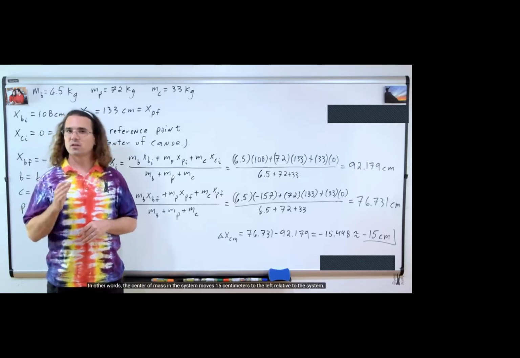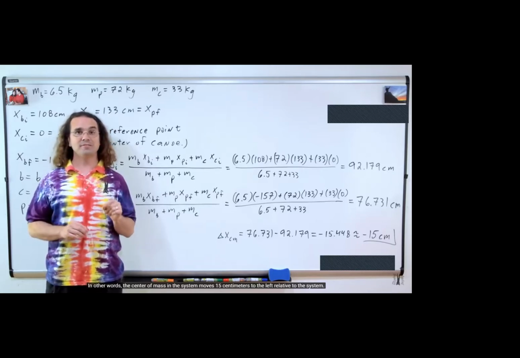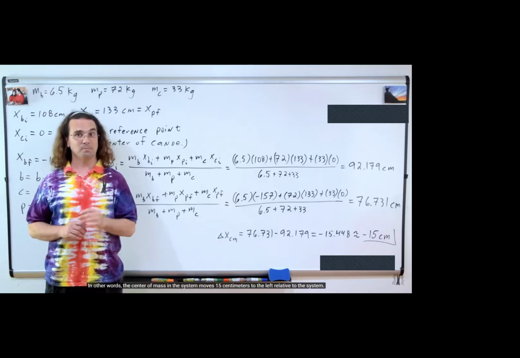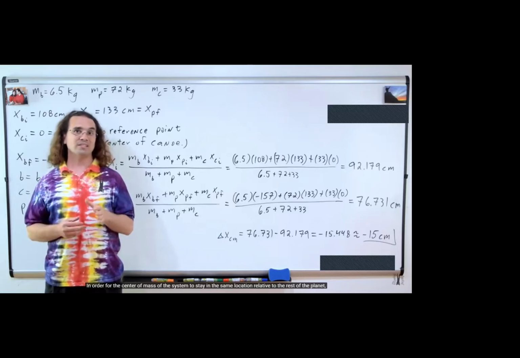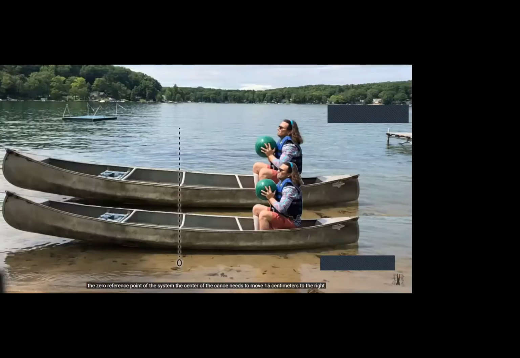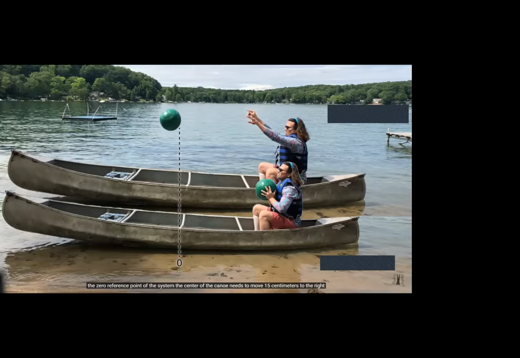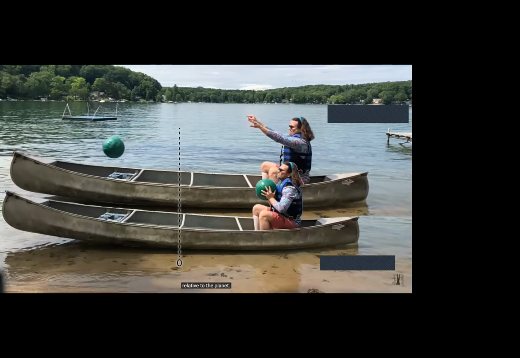In other words, the center of mass of the system moves 15 centimeters to the left relative to the system. In order for the center of mass of the system to stay in the same location relative to the rest of the planet, the zero reference point of the system, the center of the canoe, needs to move 15 centimeters to the right relative to the planet.